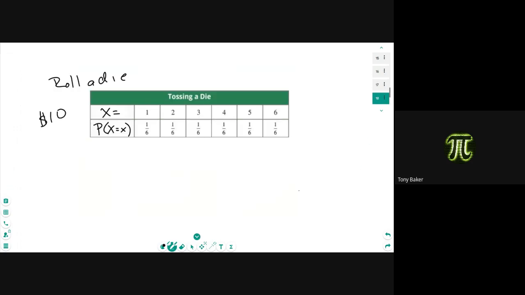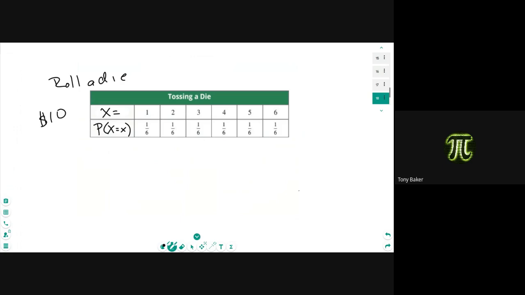Find me my expected value for tossing the die. So each of those are 1/6, right? That's my probability for tossing a die? Okay. So based on what I've given you right here, can I determine what the expected value is? Okay, so find me my expected value of rolling a die.